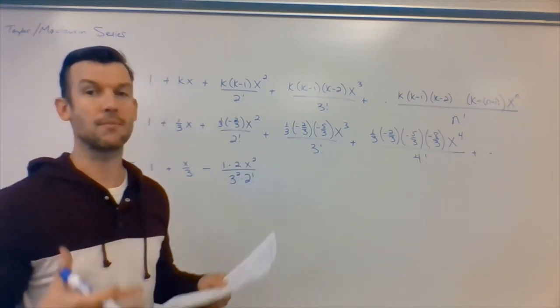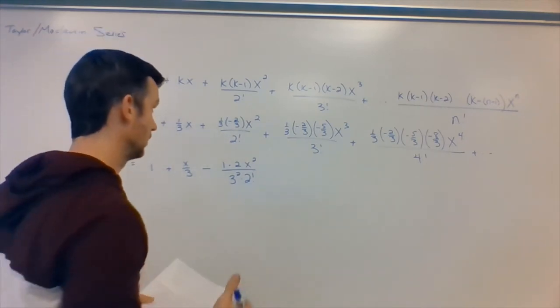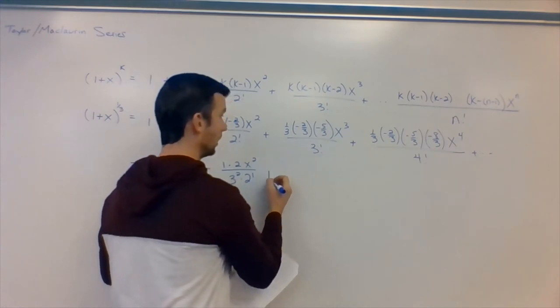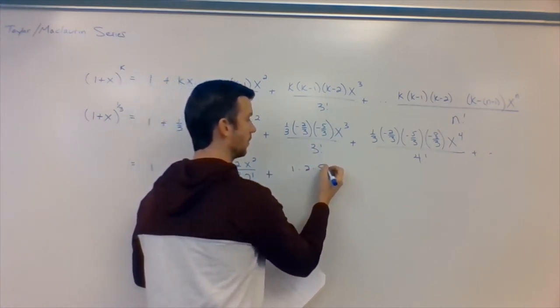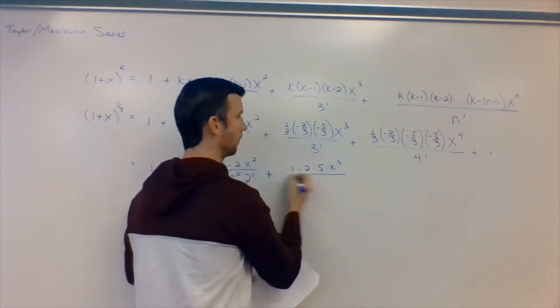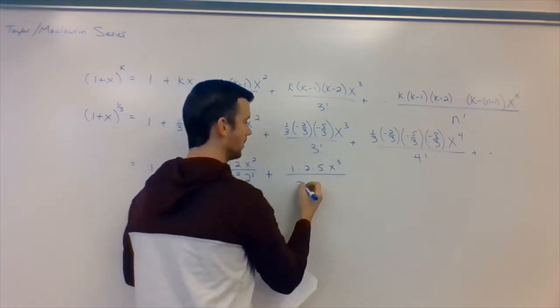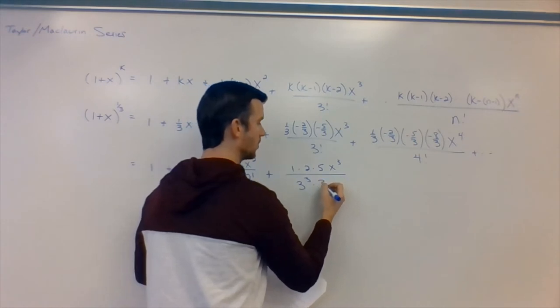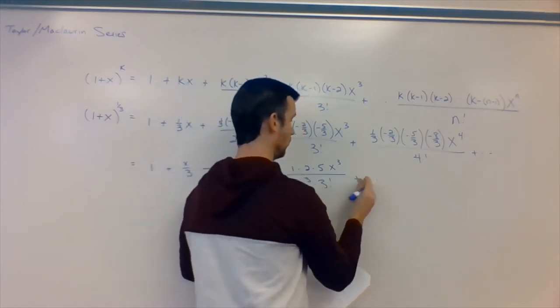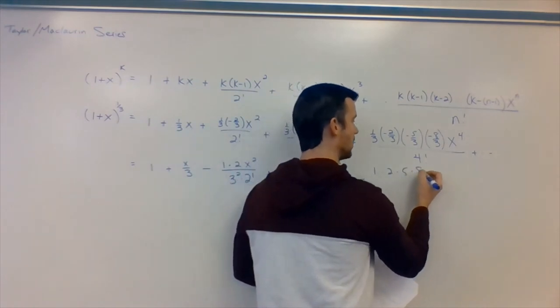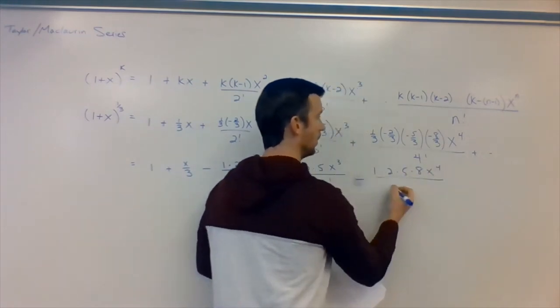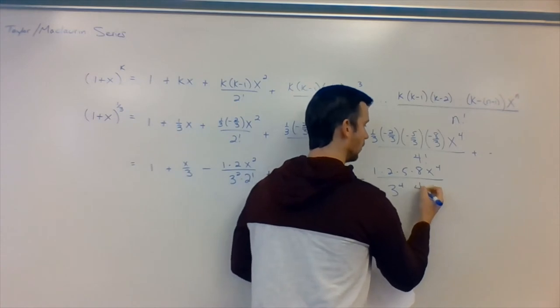I'm trying to come up with a pattern that I can represent. So I'm looking at patterns up here. It's going to be a plus next. I got 1 times 2 times 5, x to the third, over 3 to the third times 3 factorial. One more, this is going to be a minus now. 1 times 2 times 5 times 8, x to the fourth, over 3 to the fourth, 4 factorial.